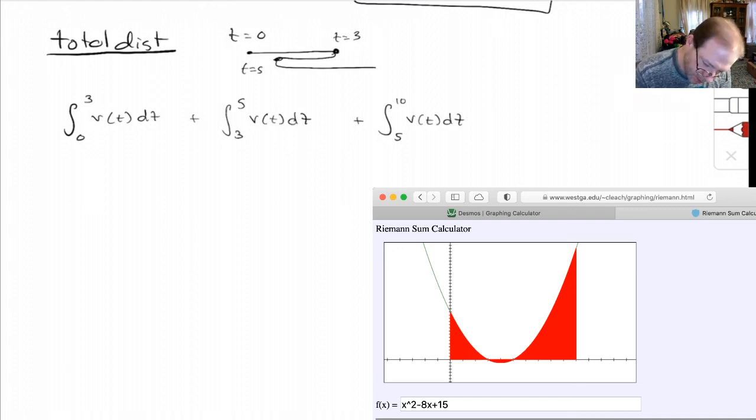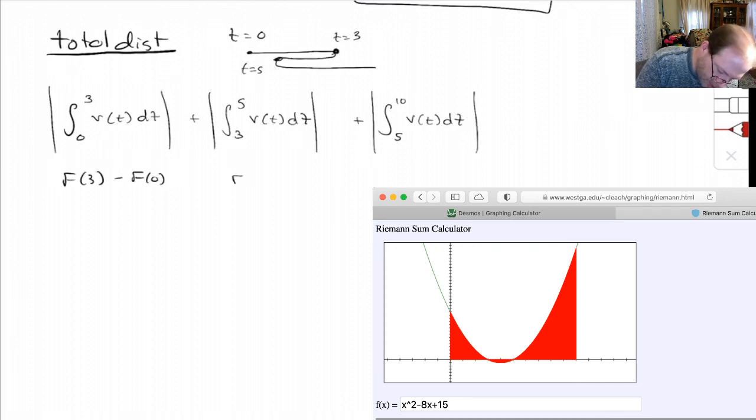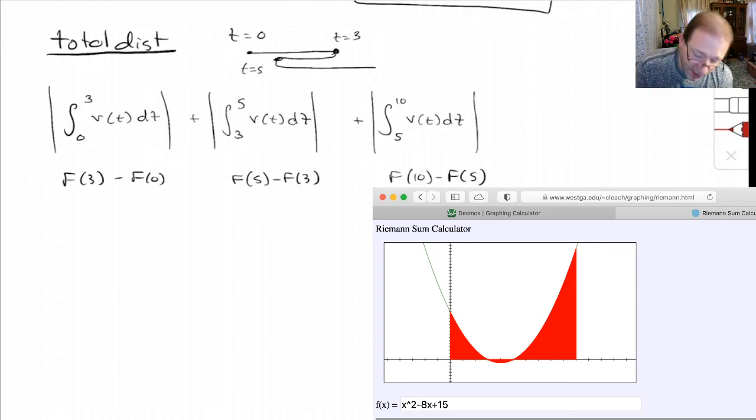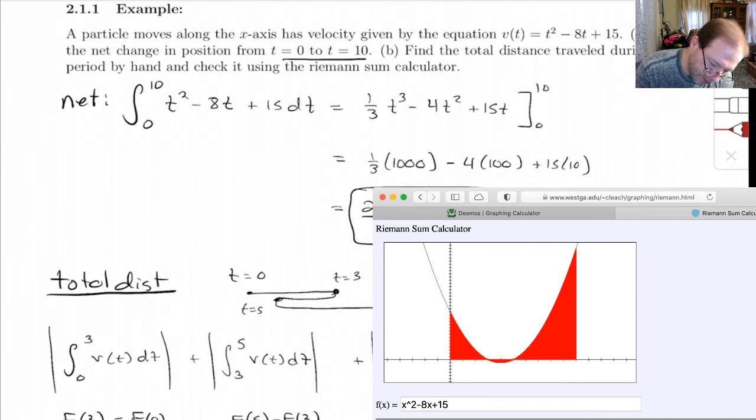This almost gives us the total distance. We've got to make all of them positive to get the total distance. So look, here's what we're going to do. This is going to be F(3) minus F(0). This is going to be F(5) minus F(3). And this is going to be F(10) minus F(5). Where this big F is just the antiderivative. Big F of t is the antiderivative we found up here. This.